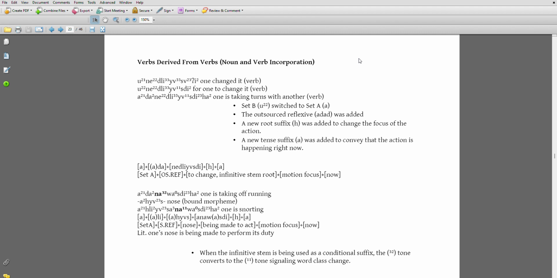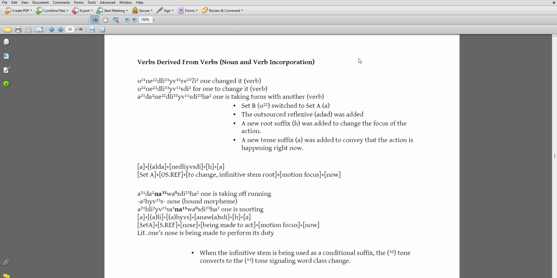Verbs derived from verbs, noun and verb incorporation. One changed it. That's a verb in the completive stem. For one to change it. That's a verb in the infinitive stem. One is taking turns with another, which is a verb.